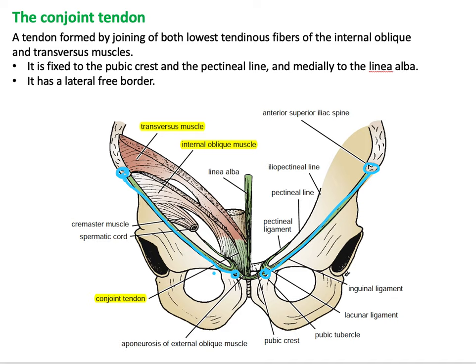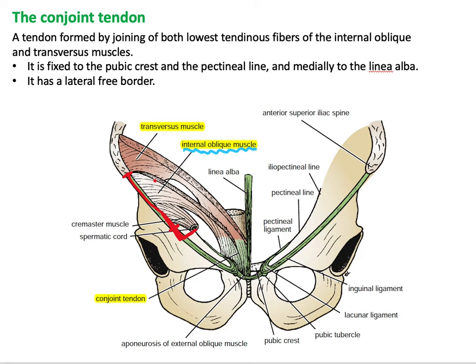It represents the external oblique. Excellent. Let us go deep. We will find another muscle, which is the internal oblique. Look at it here. It originates from the lateral two-thirds of the inguinal ligament.